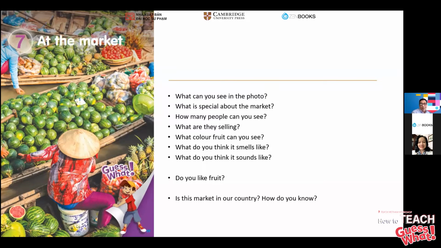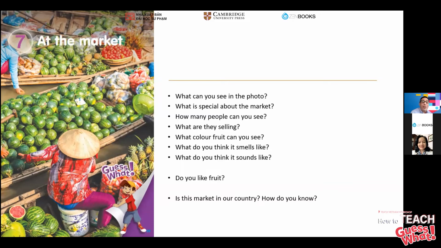My last question, is this market in our country? And by our country, Vietnam. Do you think that it's in Vietnam? And someone thinks it might be the Philippines. Someone thinks it's in Kenta. Yes, when I travel to Canada. I will say that, yes, this photo is from Vietnam.